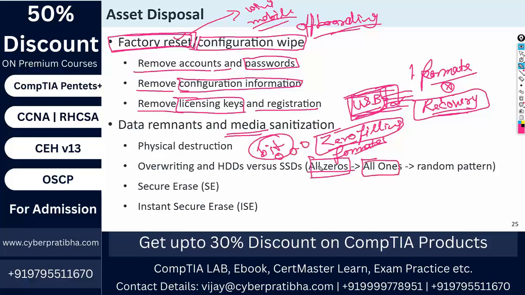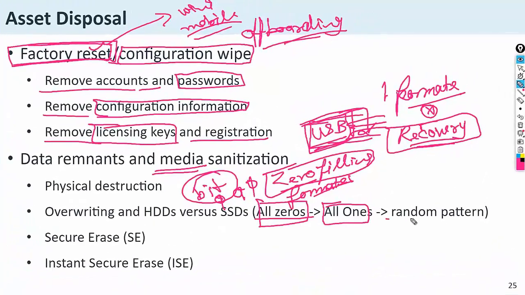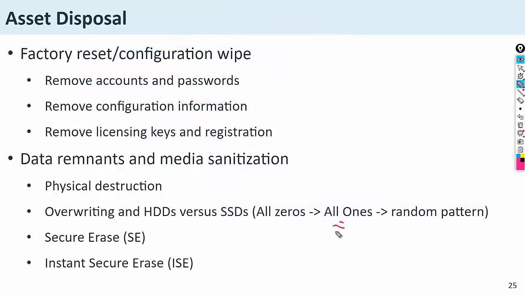Later on they will all be set to one. All the ones. How many bits? It does not matter, even thousands of millions of bits, and then they generate a random pattern. Random pattern means any pattern like 1, 0, 1, 1, 0, 1, 1, 1, 0, 0, 0. So it will generate a random pattern and then store it. So what happened? There is no possibility of recovery. It is called secure erase and instant secure erase.